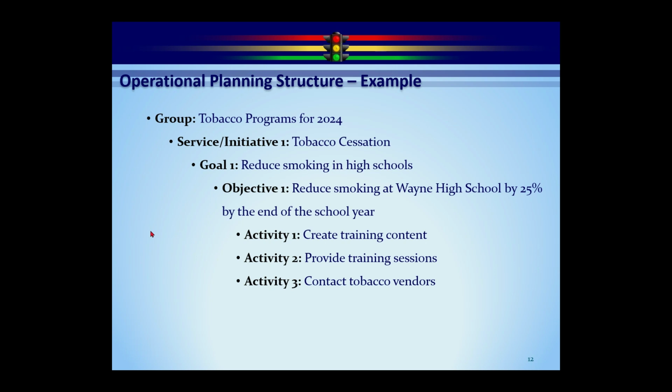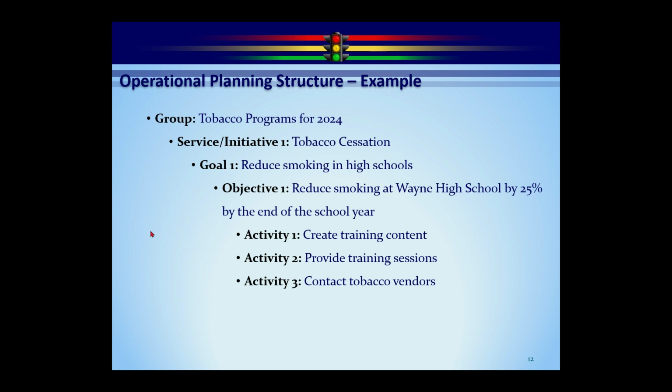And by the way, the plan can repeat at any level. So you can literally start at a new group level. You can have groups and subgroups. So you could have a new group level, and you could have a different service or initiative up there. So tobacco cessation would be one. You can think of a dozen other ones in there.